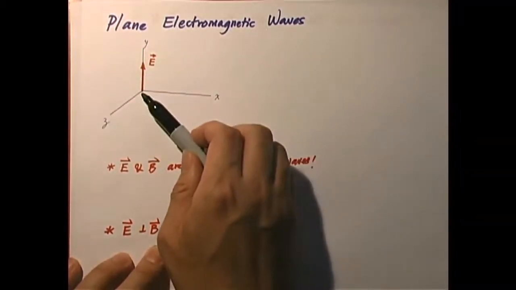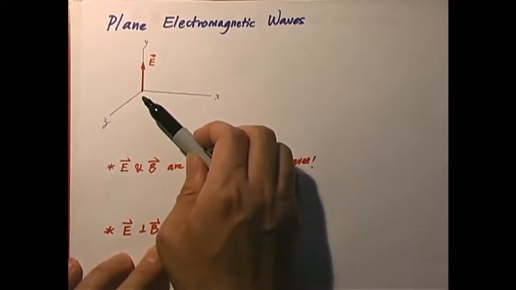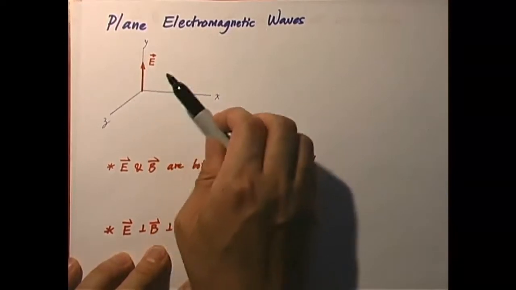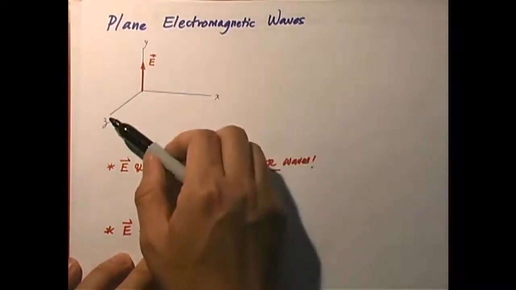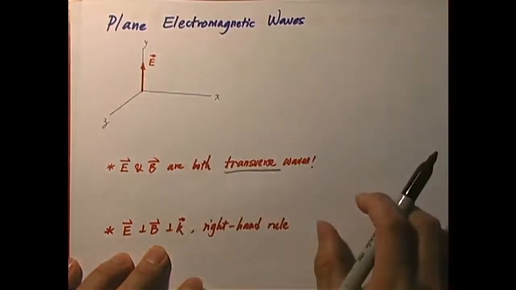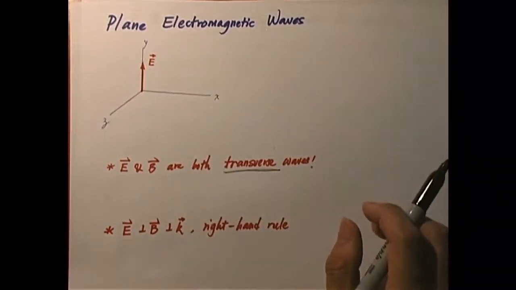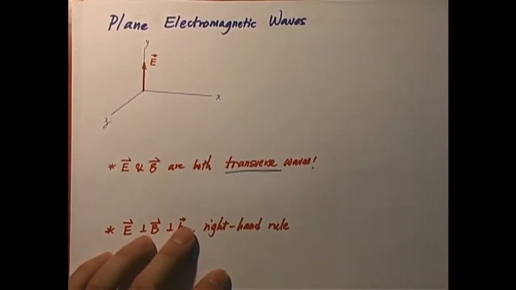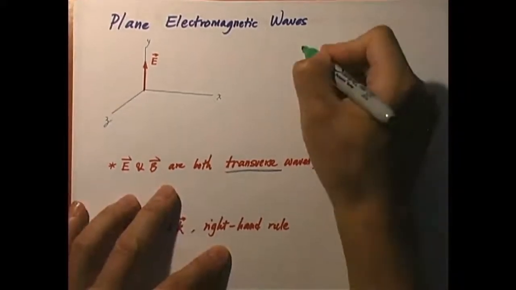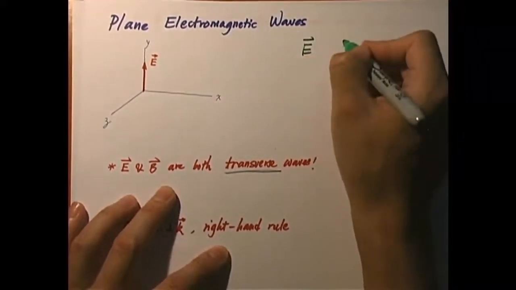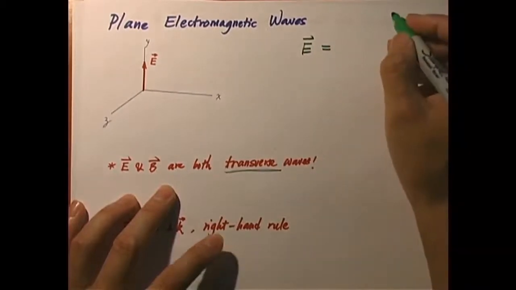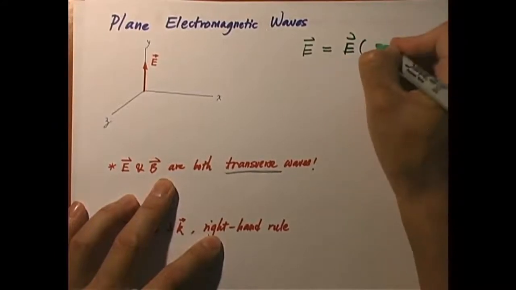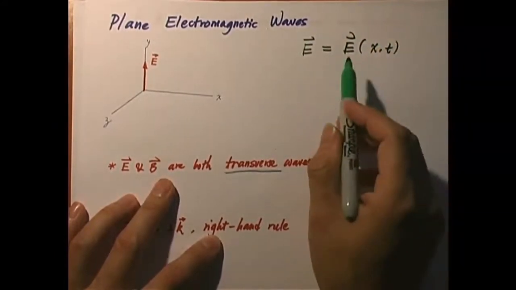So the electric field depends on x and t only, it doesn't depend on y and z. The electric field can point in any direction, but it's not a function of y and z. It's only a function of x, and of time. That is the case of a plane wave. So let's look at what the requirements are for this special type of plane electromagnetic wave. I can write E as, in this case, a function of x and t only, not y and z. This is a requirement for a plane wave.